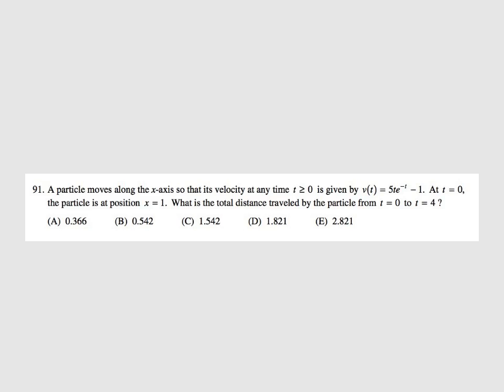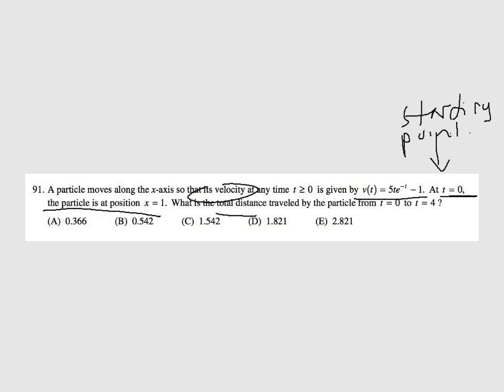A particle moves along the x-axis, so its velocity at any time is given by this velocity function here. At time t equals 0, the particle is at position 1. So we have a starting point, an initial value. What is the total distance traveled by the particle from 0 to 4?